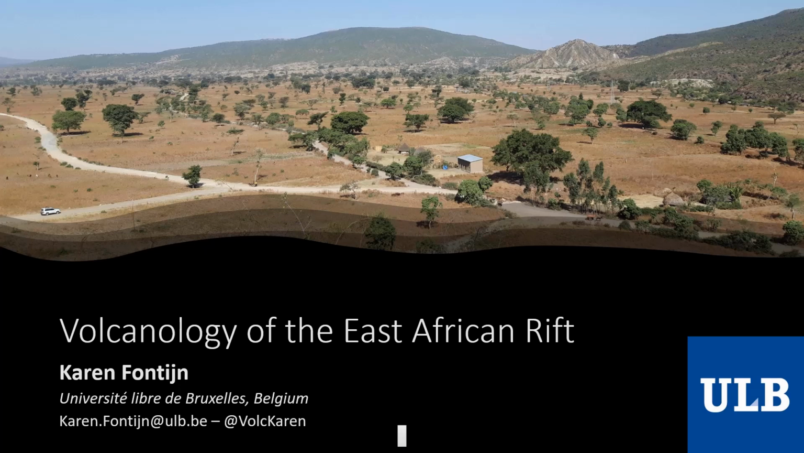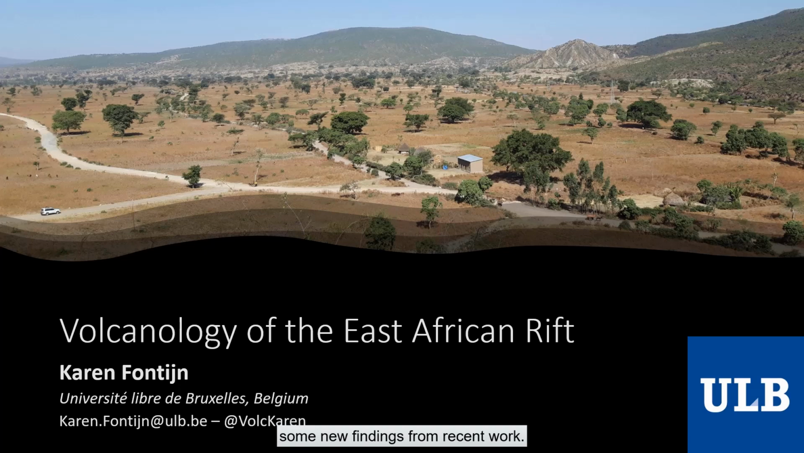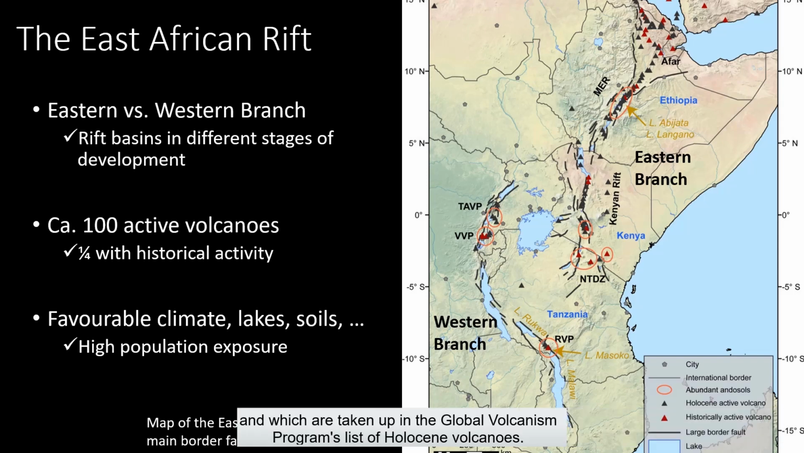So I will talk you through a few aspects of what I think of as typical rift volcanism that we find in at least some places in East Africa, not everywhere, and I will highlight some new findings from recent work. This map shows the structure of the East African rift system in relation to its volcanoes that are thought to still be active and which are taken up in the Global Volcanism Programme's list of Holocene volcanoes.